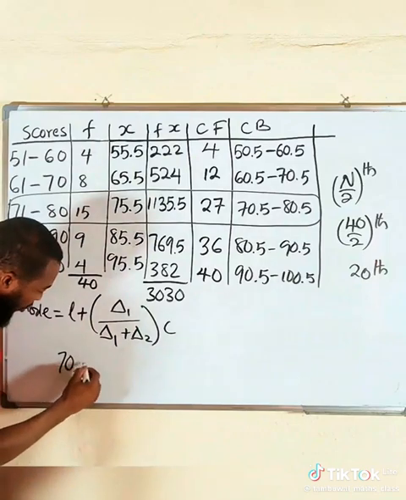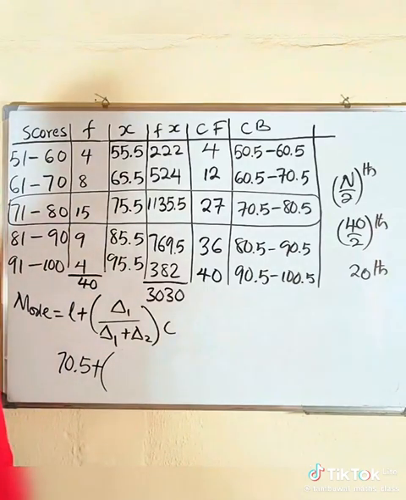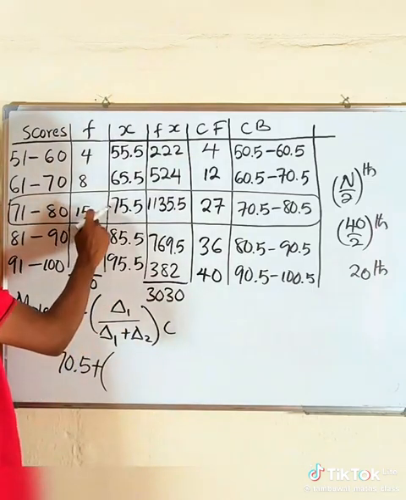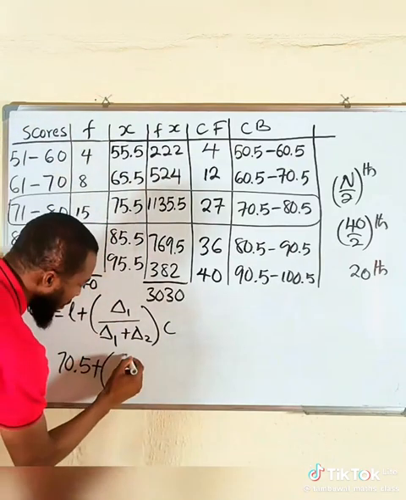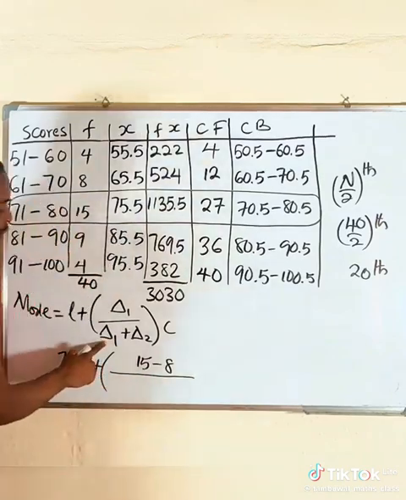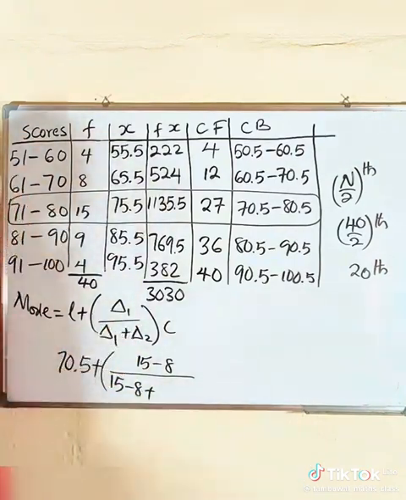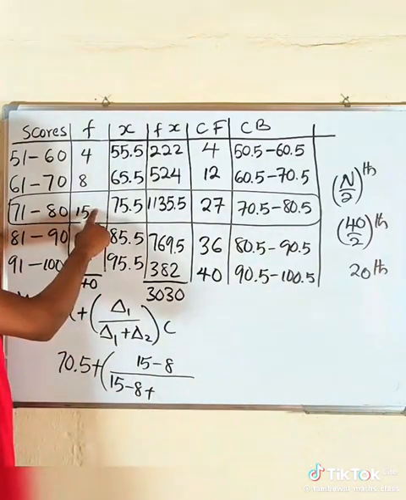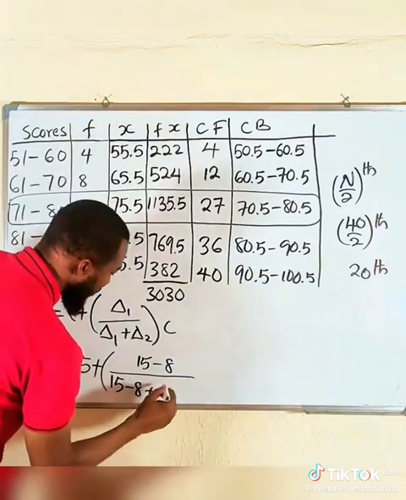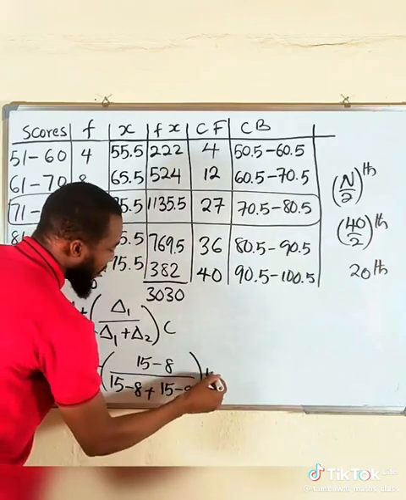So this is 70.5 plus, what is delta 1? Delta 1 is the frequency of the modal class minus the frequency before the modal class, which is what? 15 minus 8. 15 minus 8 divided by, this one is already the same thing as this one, so you have 15 minus 8 plus delta 2, which is the frequency of the modal class minus the frequency after the modal class. That is 15 minus 9. Class size, we have already seen it is 10.